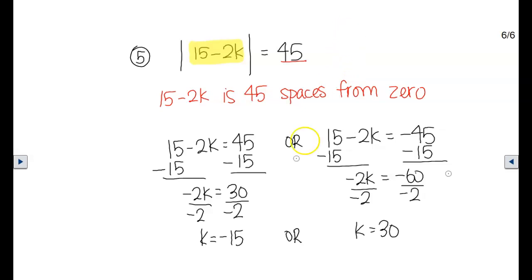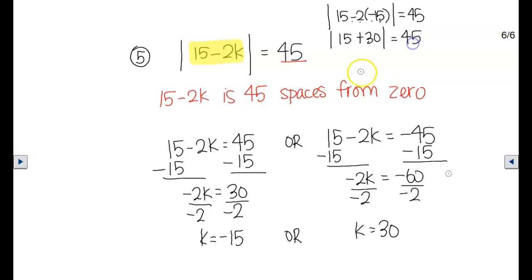Now again, we could check these out, so let's plug negative 15 in up here. So we would have the absolute value of 15 minus 2 times negative 15 equal to 45. We're going to work in our group first. We'll multiply first. So this is going to be the absolute value of 15 plus 30. Now notice where I'm getting that plus 30. I'm doing a negative 2 times a negative 15. 15 plus 30 is 45, so I get the absolute value of 45 is 45.